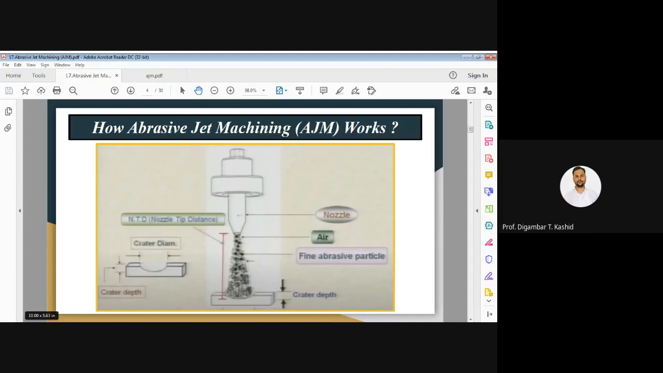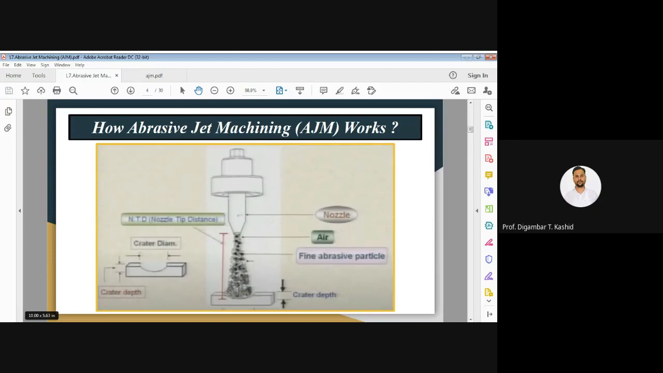Now, as you can see here on the left side of this diagram, the depth up to which the abrasive particles have penetrated the workpiece is called the crater depth, and the width to which it is removing the material from the workpiece.